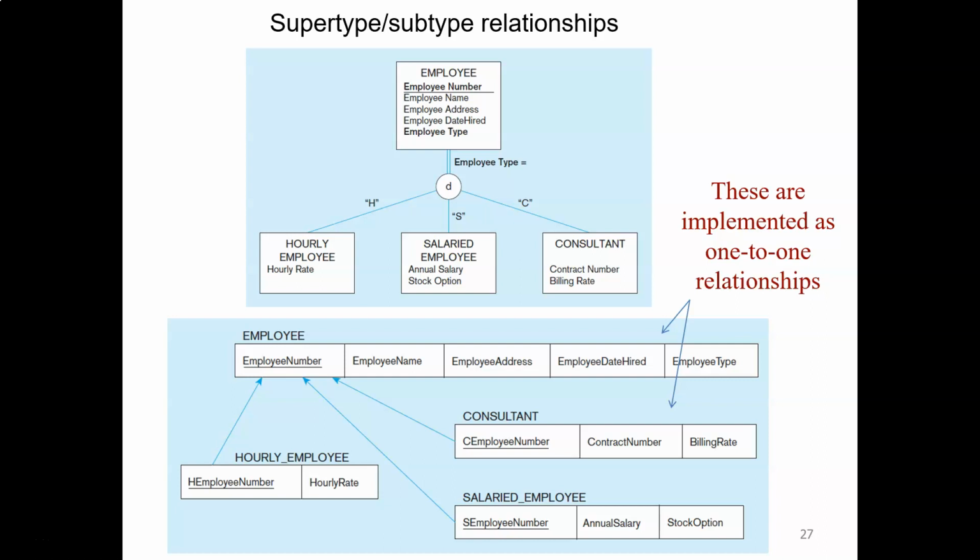Then the primary keys of the subtypes will be the same as the supertype. So we are going to use employee number as the primary keys for all the subtype tables. However, in order to differentiate them, we are going to name them differently. For the consultant, we are going to call it C employee number. For the salaried employees, we'll call it S employee number. And the hourly employees, we are going to call it H employee number. But they're essentially the same thing as employee number. They are just named differently.